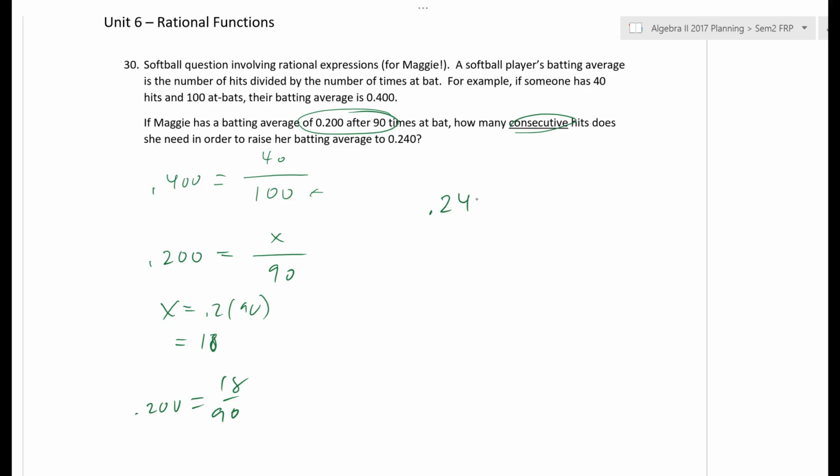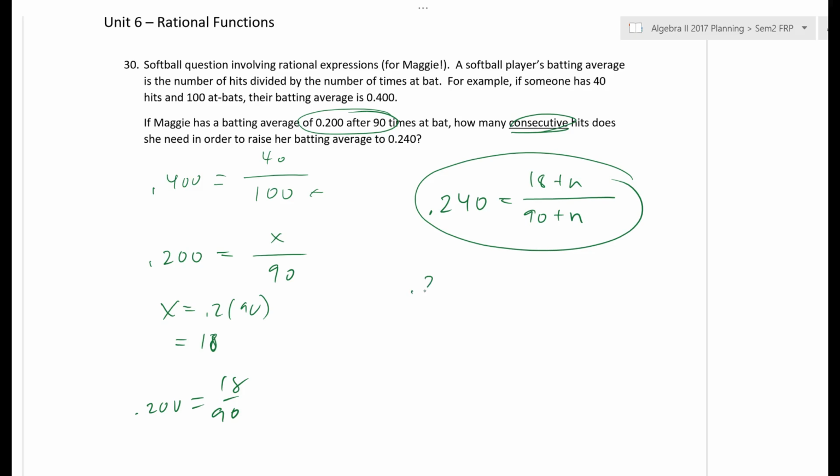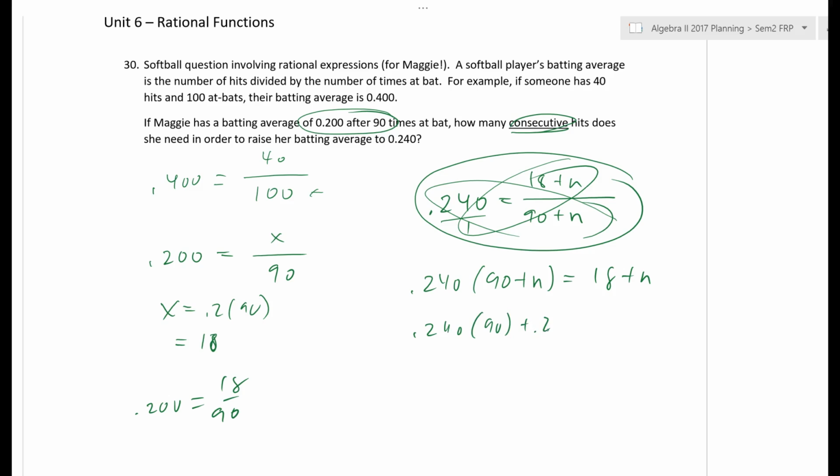Well, we know we want the answer to be 240. She's going to start with 90 and come up to the plate, I don't know, n times. She has 18 hits, and we're saying consecutive hits, so all those at-bats are going to also be hits here. And so this amounts to solving this expression. And then we can go ahead and cross multiply and set equal. So that's what we did here, is cross multiply. There's an implied 1 there. So 0.240 times 90 plus 0.240n equals 18 plus n.